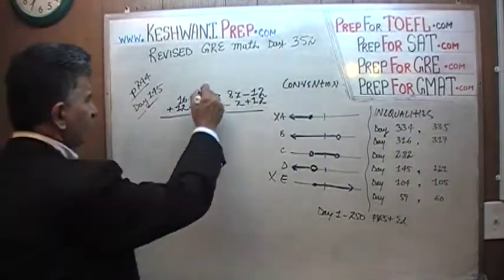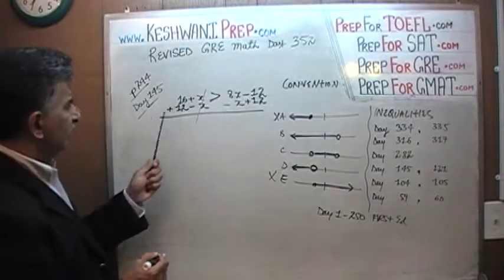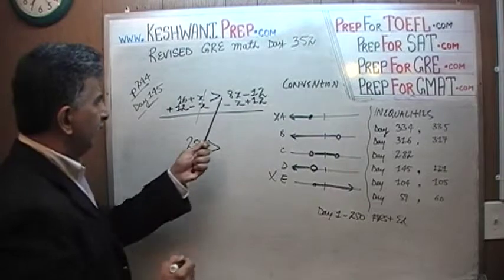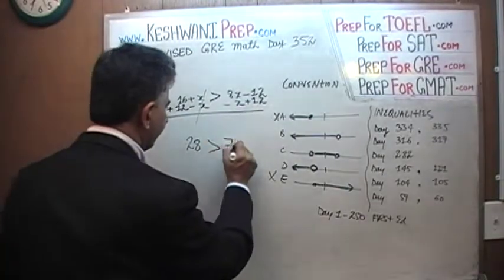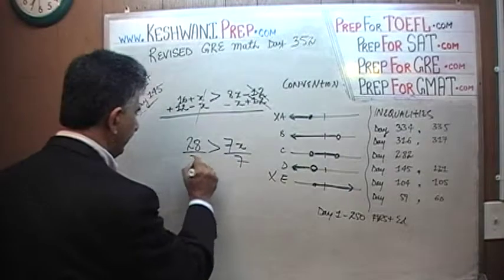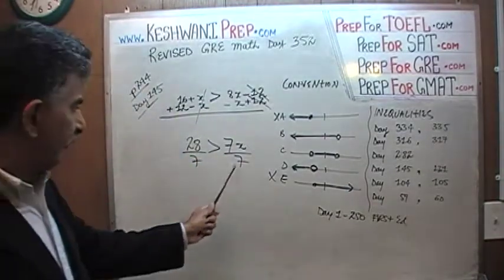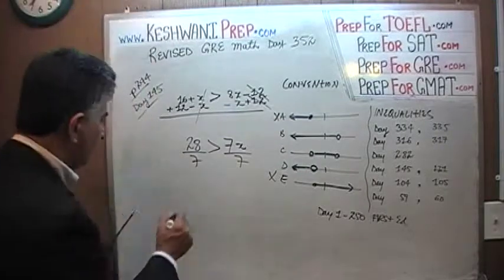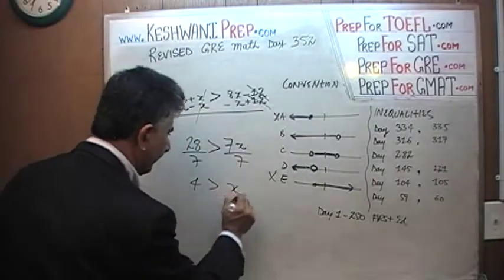Positive x and a negative x is going to drop out. 16 plus 12 is 28, and we are told 28 is greater than 8x minus x is 7x. And this drops out. Let's divide both sides by 7. You see, we are dividing by a positive number. Since we are dividing by a positive number, we don't have to worry about switching the directions. So now it says 4 is greater than x.